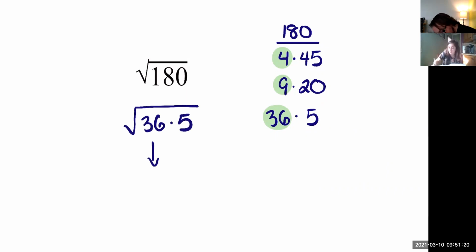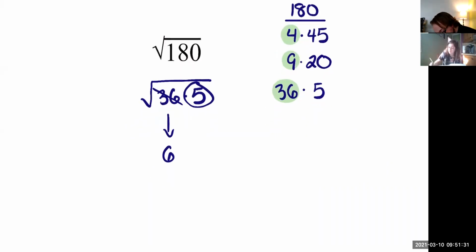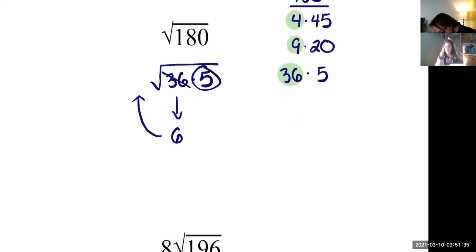The square root of 36, hopefully we know, is 6. And 5 can't break down any further, certainly not with any perfect squares. So what are we left with? 6 times the square root of 5.